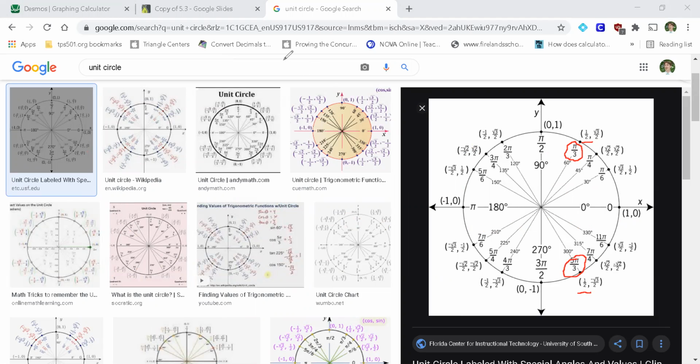And the other one, where is cosine equal to 1? There's only one spot where x is 1. Here at 0. So my three answers are 0, pi over 3, and 5 pi over 3.